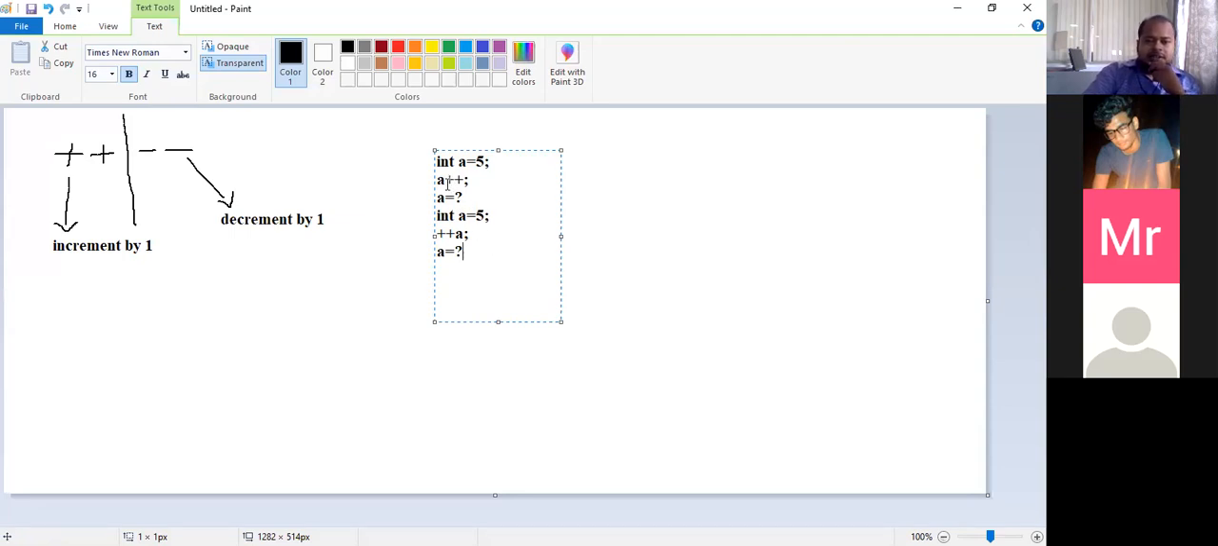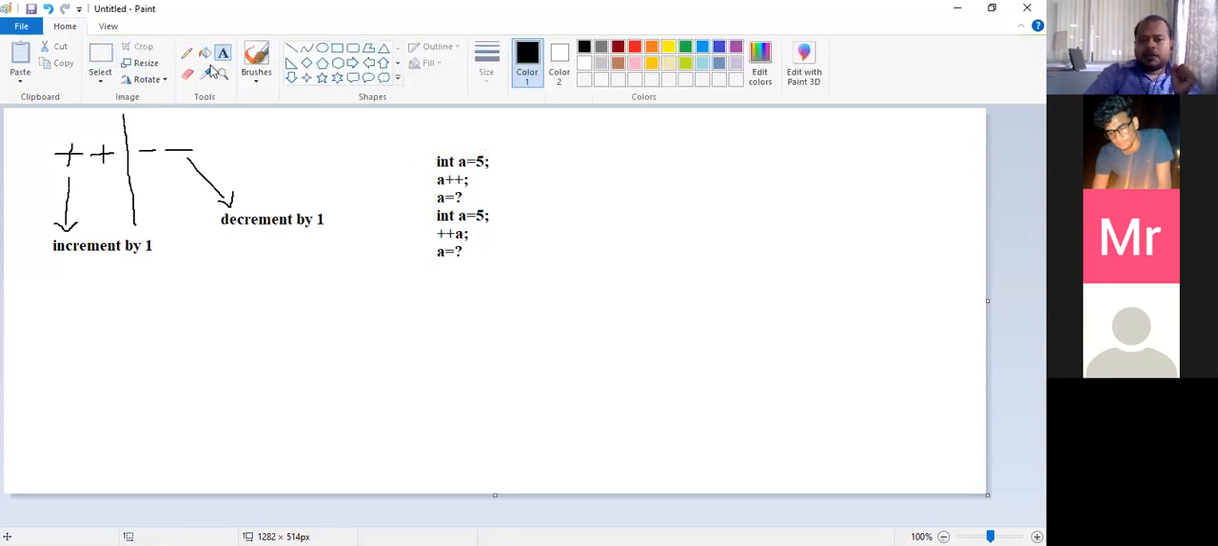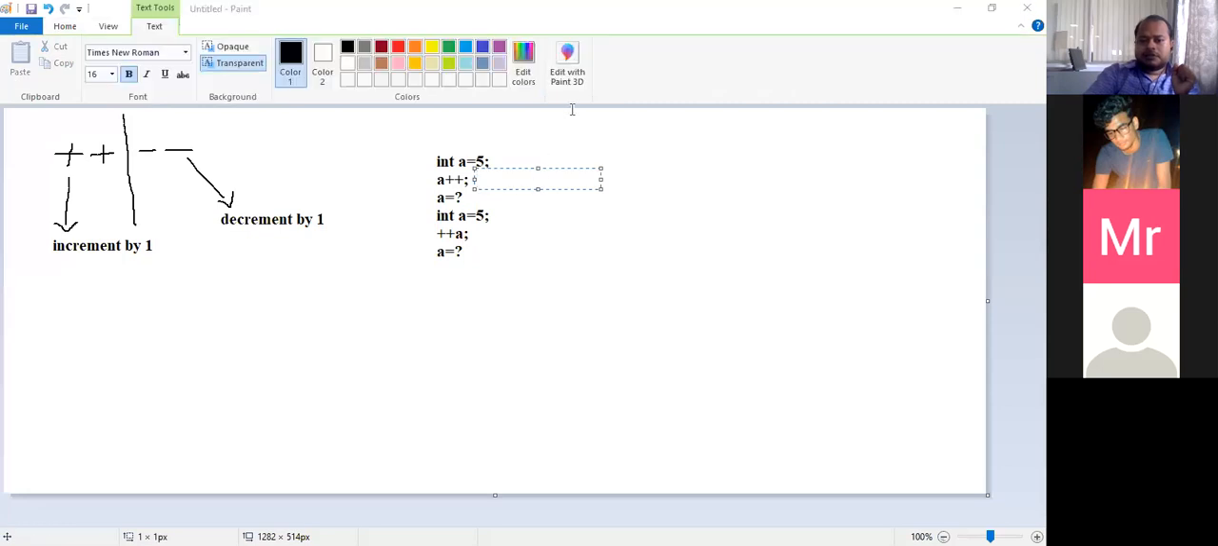Now we can say the value of a. Initially we write a plus plus, now I am writing plus plus a, with a equal to 5. The value will be 6 again. So this is called post increment, and this is called pre increment. Okay, if possible write it down. This example is also valid for the decrement operator.